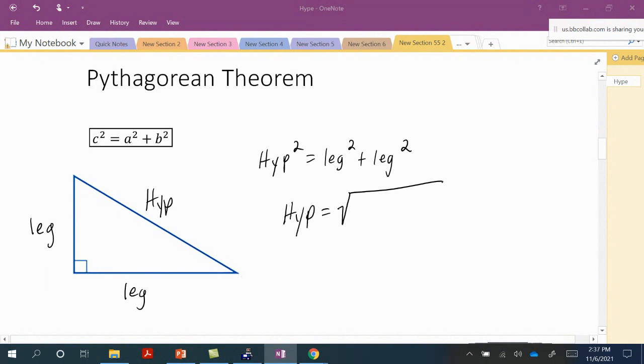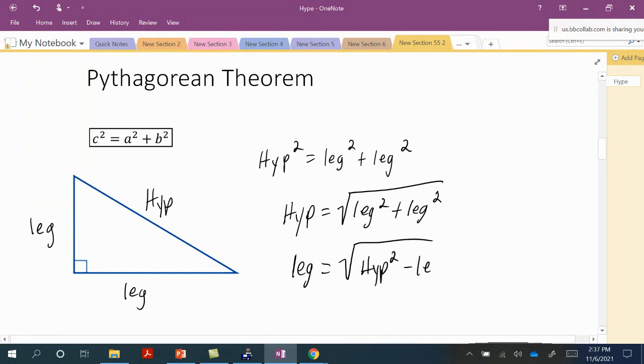So we're going to take the square root of both sides. So we have the following formula. The hypotenuse is equal to the square root of the sum of the legs squared. We can also find the leg of any right triangle by using the following formula. The leg is equal to the square root of the hypotenuse squared minus the leg squared.